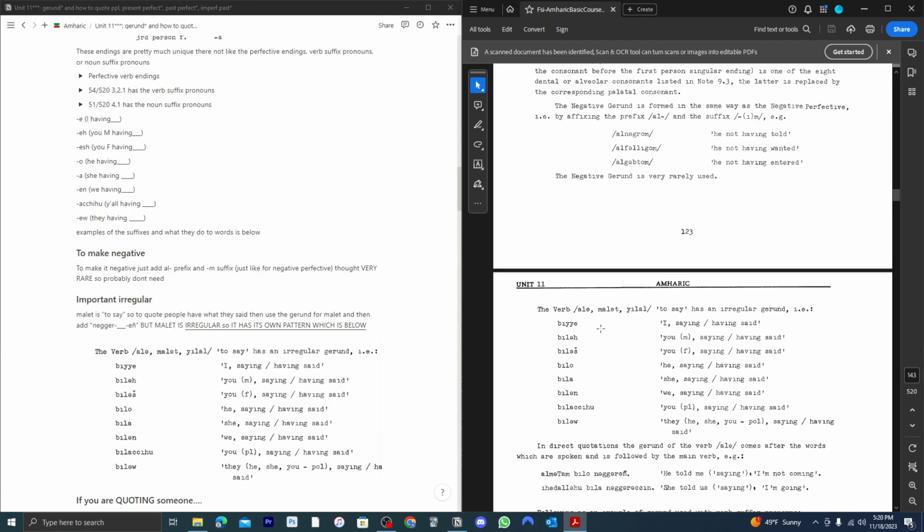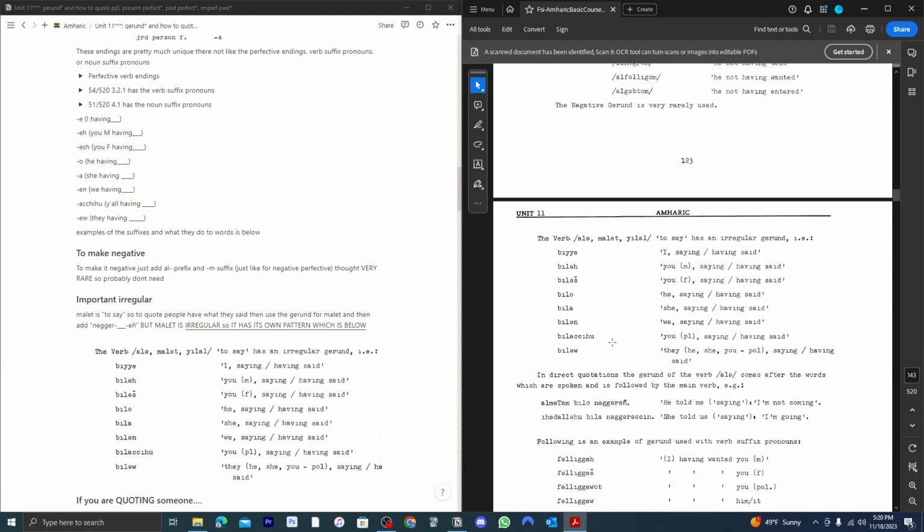It just has its own separate thing of BA for I having said, bella you having said, bellesh you female having said, bello he having said, bella she having said, bellin we having said, bellachuhu you all having said, and bello they having said. It looks very similar to something like meblat, I would say, but depending on context, you can help delineate if it's talking about someone eating something or someone saying something.